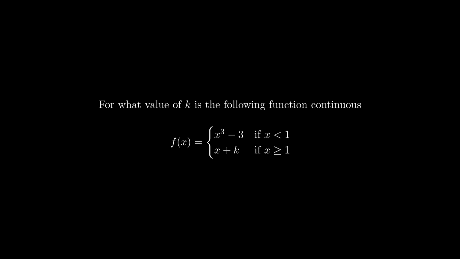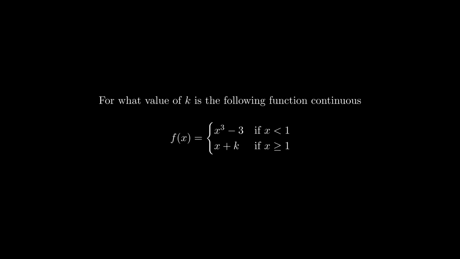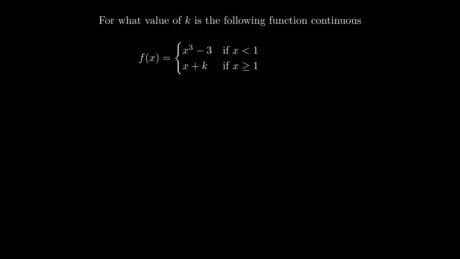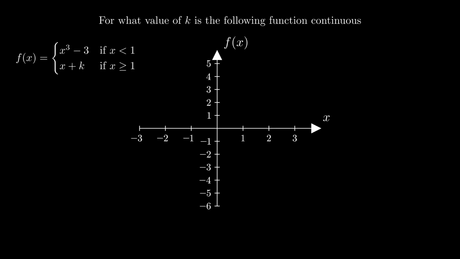For what value of k is the following function continuous? Well, for starters, we can note that f of x here is a piecewise function. It looks like it has two parts. The part on the left, where x is less than 1, looks like x cubed minus 3. But the part on the right looks to be a line.